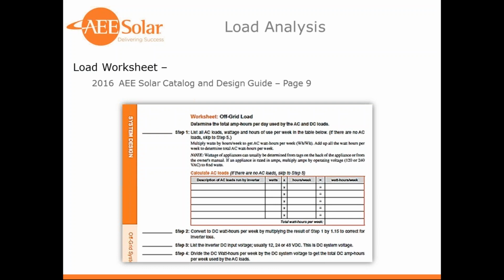But essentially, we're describing what the load is, how many watts it takes, how many hours per week it's run. And we use a weekly and then divide by 7 so we can get an average for the day, because not every load may be run every day. So we generally look at a week and then divide by 7 at that point.